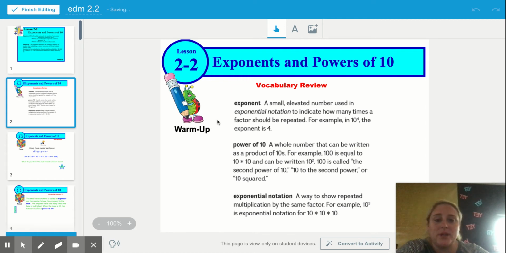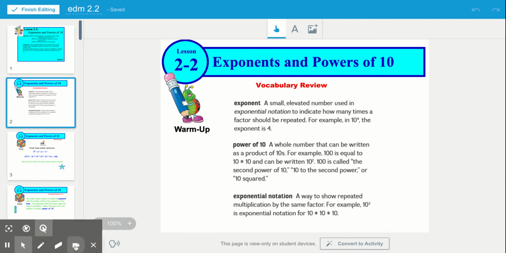We have exponent, power of 10, and exponential notation. An exponent is a small elevated number used in exponential notation to indicate how many times a factor should be repeated. For example, 10 to the fourth power, the exponent is 4. You can see that it is smaller and it is raised.